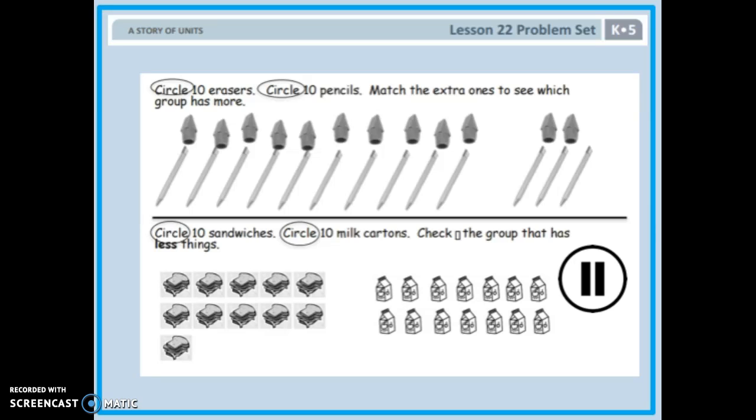First, write your name on the paper. Now, get your pencil ready to circle. The direction says circle 10 erasers. So I want you to circle 10 erasers with one big circle, just like this. 10 erasers. 1, 2, 3, 4, 5, 6, 7, 8, 9, 10.